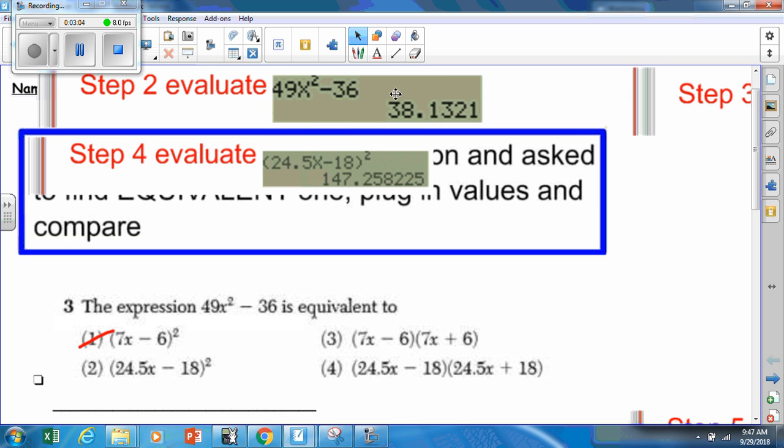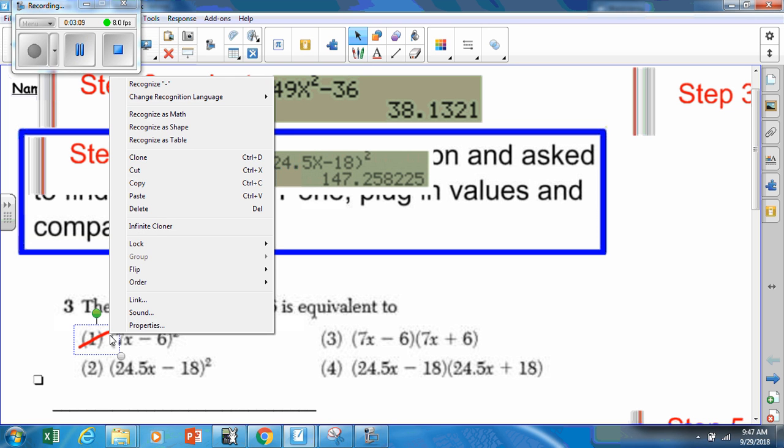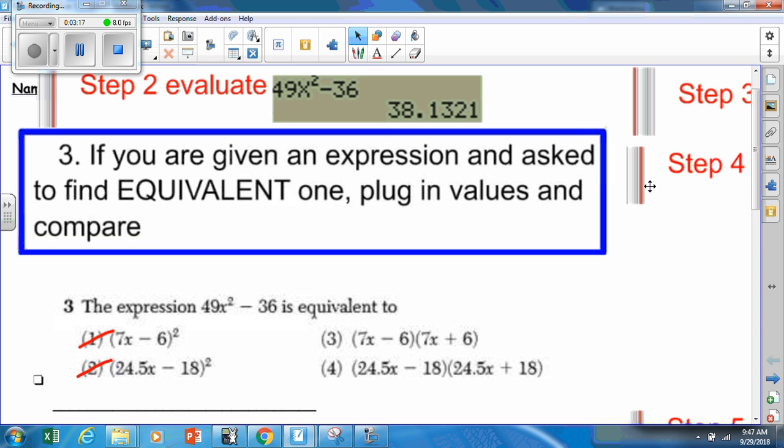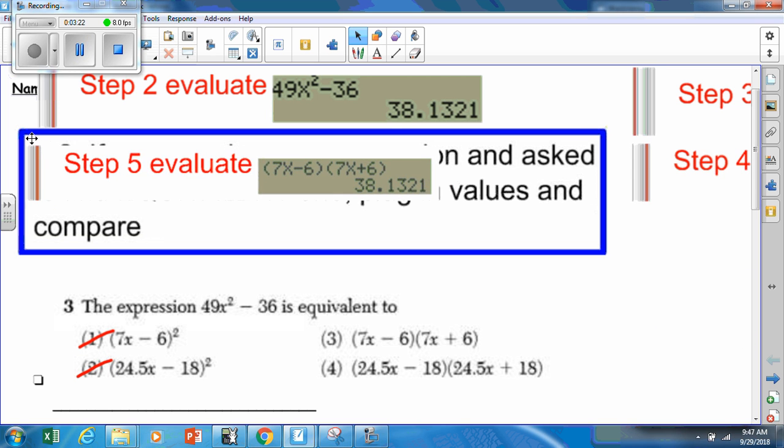All right, let's go to step 5. We're just being very methodical, friends. We put this value of 7x minus 6 times 7x plus 6 into our calculator and hit return. What do we get back? Voila, this is what we wanted. This is the correct value that is returned to us when the expressions are indeed equivalent. So number 3 would be our correct answer. Let's pause the video and look at our next example.